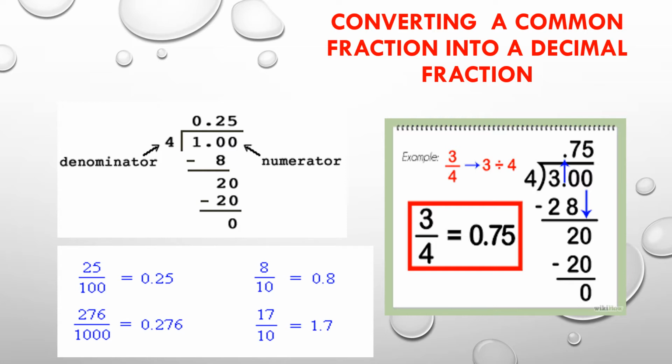The next examples which we can see are 25 upon 100 is equal to 0.25. 276 upon 1000 is equal to 0.276. 8 upon 10 is equal to 0.8 and 17 upon 10 is equal to 1.7.